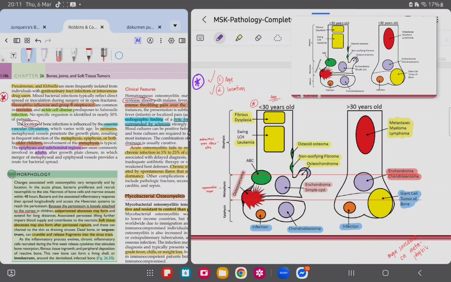So this will just be a run through of the different entities that might pop in your exam. Again, look at the imaging findings if you are given. Look at the description with the age.